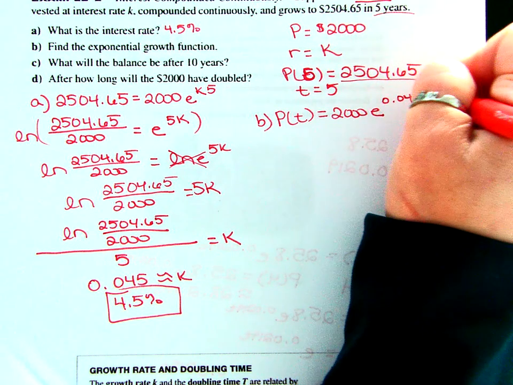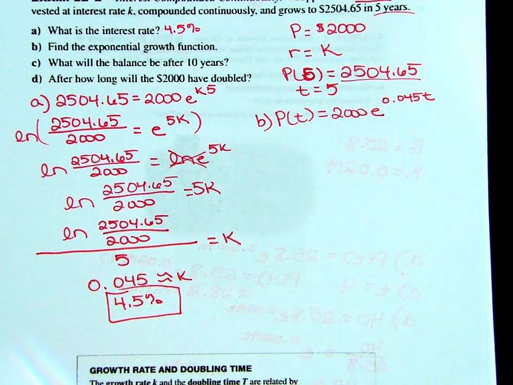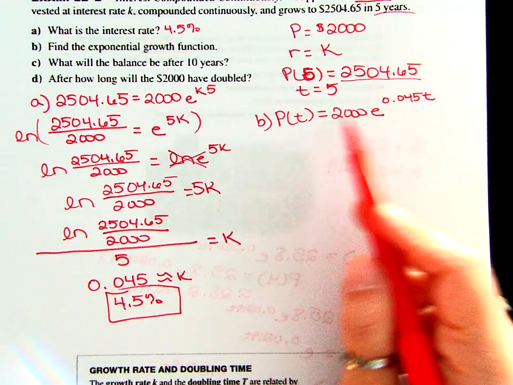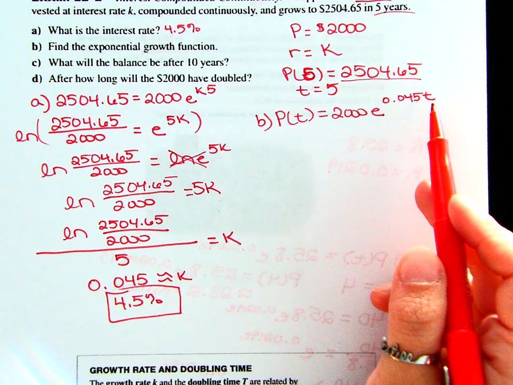So if you were ever asked for the exponential function or anything like that, you're always going to have it in terms of the time. So you're going to have P of t equals, and then you're going to have this whole thing over here where t is the variable, the time is the variable that you don't know.